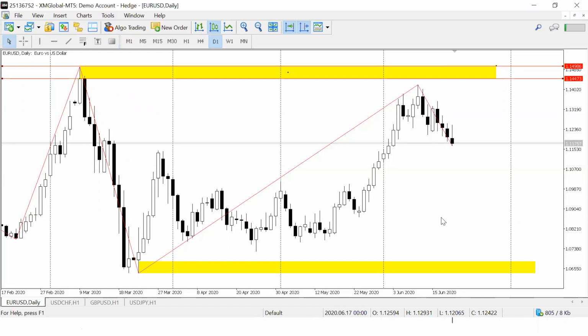So currently, yun yung levels natin for Euro USD. No? I know that it might take a long time for the market to actually hit that, but when it does, it might actually present a pretty good opportunity for you to buy or sell.